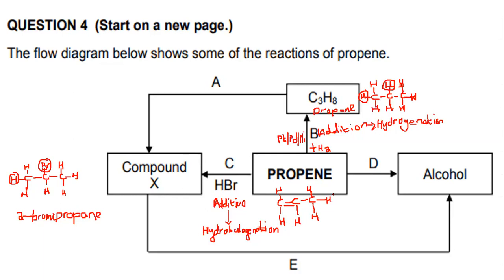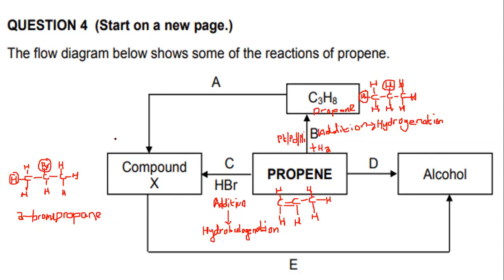Hydrogens: 1, 2, 3, 4, 5, 6, 7 with this one. Then here I have 1, 2, 3, 4, 5, 6, 7. Good, then the hydrogens are balanced. Then for the bromine atoms, I have 1 bromine atom there, and 1 bromine atom there. So our reaction is chemically balanced altogether.